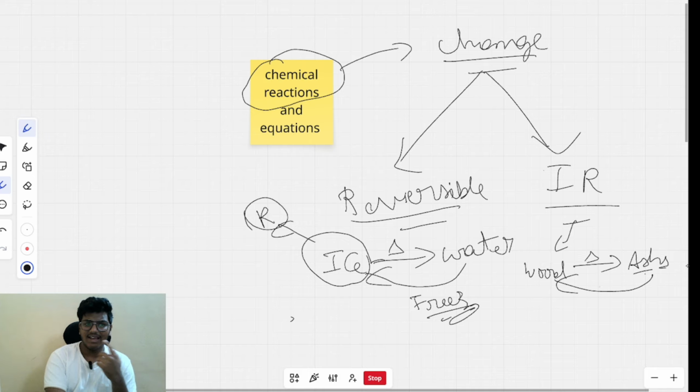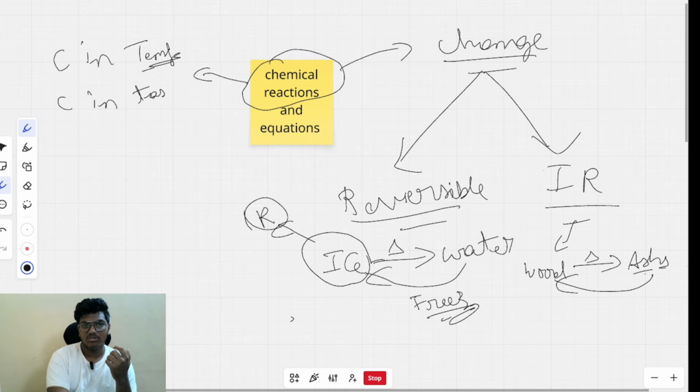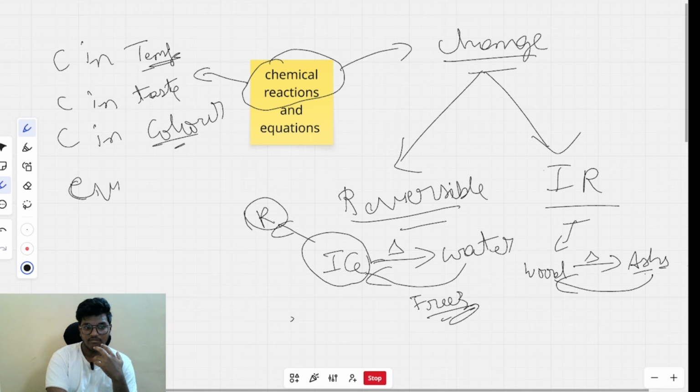So what is a chemical reaction? Where there is change, there are some factors by which you can identify whether the chemical reaction has happened or not. The first one is change in temperature, change in taste, change in color, and evolution of gas.